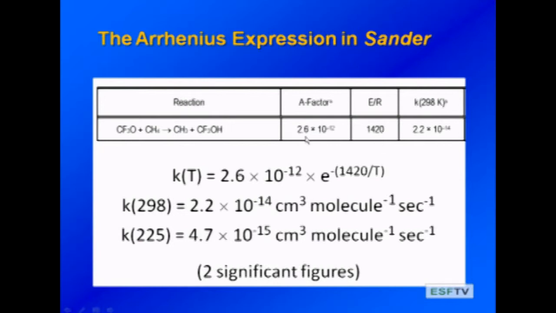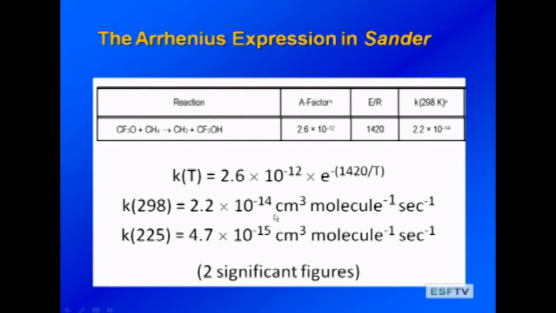So if we look at this A factor and this E A over R, that means we write the Arrhenius expression as in this equation: 2.6 times 10 to the minus 12 multiplied by exponential of minus 1,420 divided by the temperature in Kelvin. So at 298 K, if we plug that in, we get a value of 2.2 times 10 to the minus 14. Since these are all bimolecular reactions in Table 1, the units are as follows: cubic centimeters per molecule second.